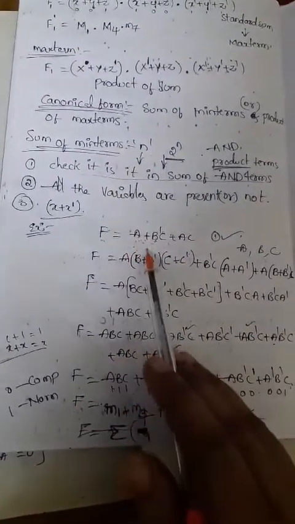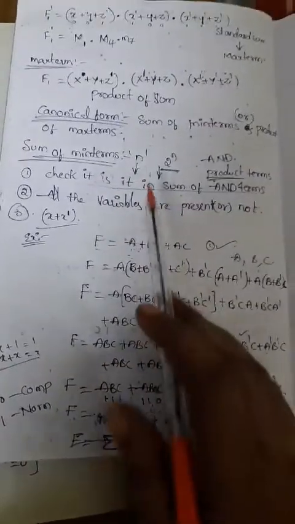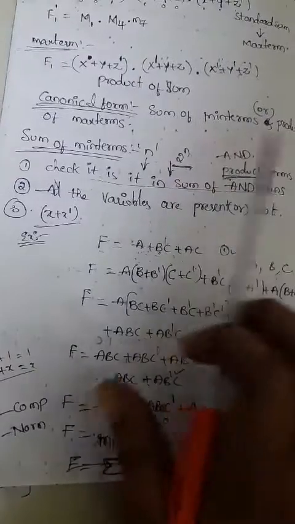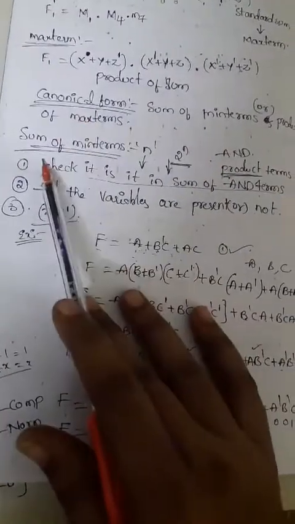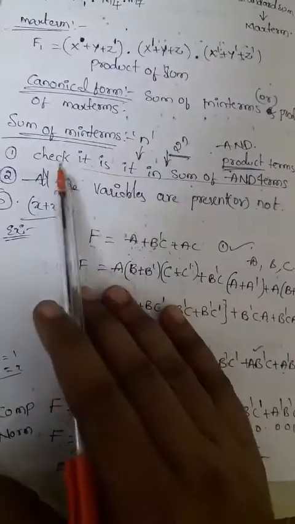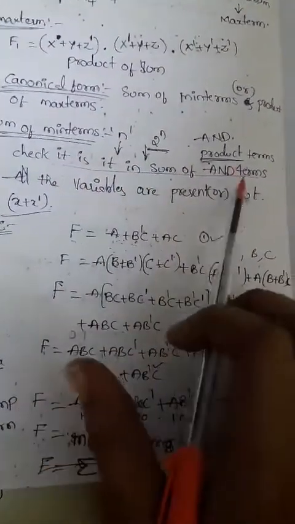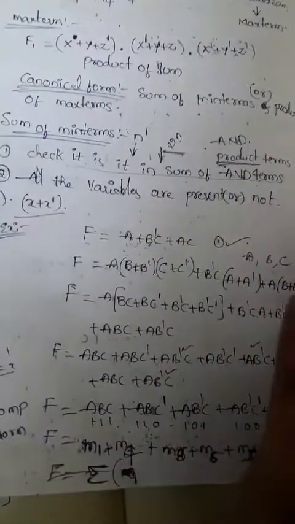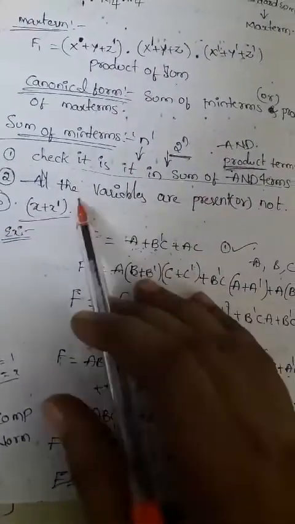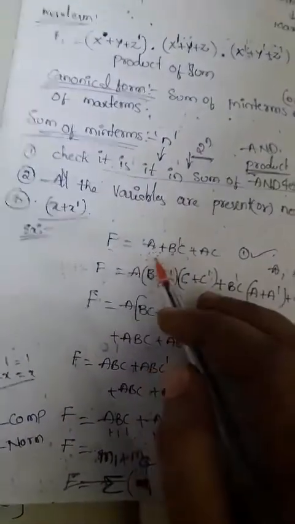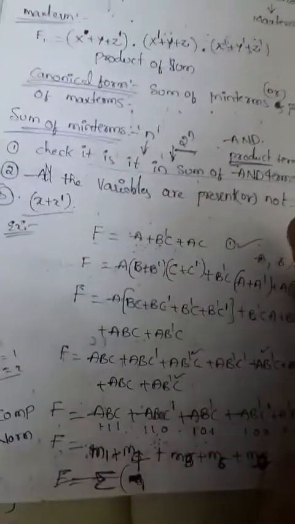So f of a plus b complement c plus ac. Here just observe the first one: is it SOP form or POS? Just check it. Compulsorily, in sum of minterm the equation should be in the form of SOP, right? The next step is to check whether it is in sum of minterm, or sum of product terms or not, that is the first step. And the second step is whether all the variables are present or not. Each and every term must consist of all the variables.